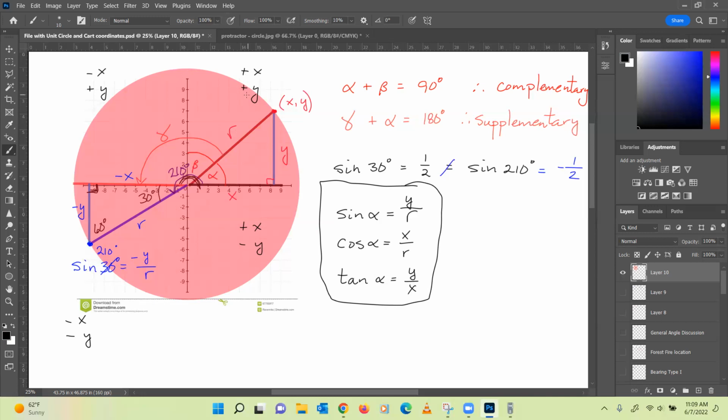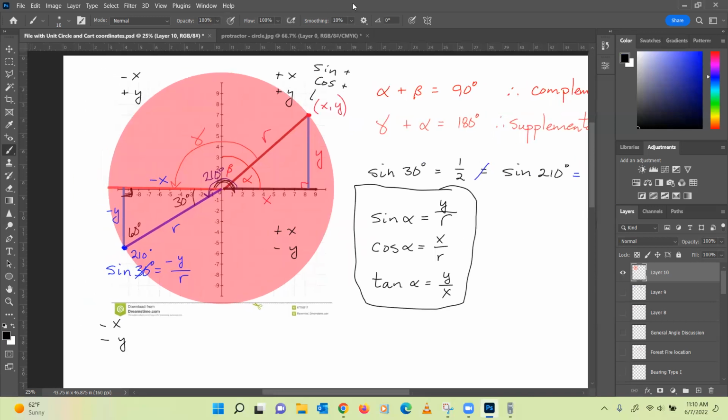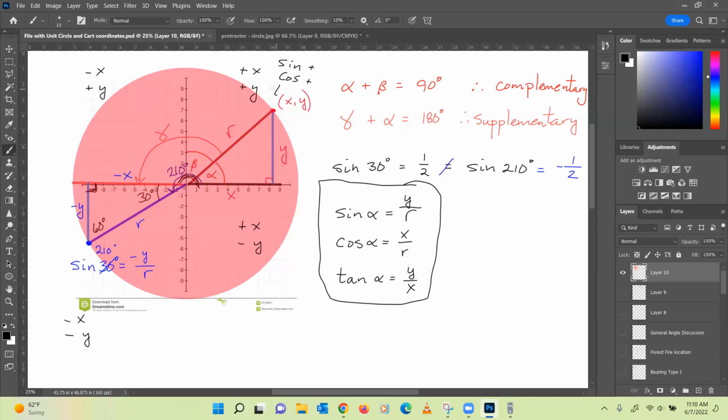So if x and y are both positive in the first quadrant, then sine is positive, cosine is positive, and tangent is positive, because of this relationship in the box. Where x is negative over here in the second quadrant, that means cosine is going to be negative, tangent's negative, sine is positive. Sine uses y and r, so sine is positive. Cosine uses x and r, so that's negative. Tangent uses y and x, and when one's positive, one's negative, you get a negative.